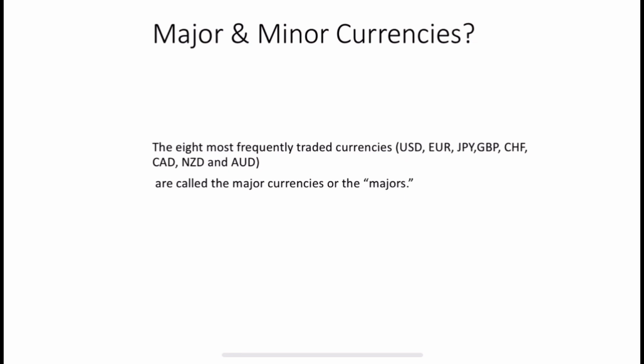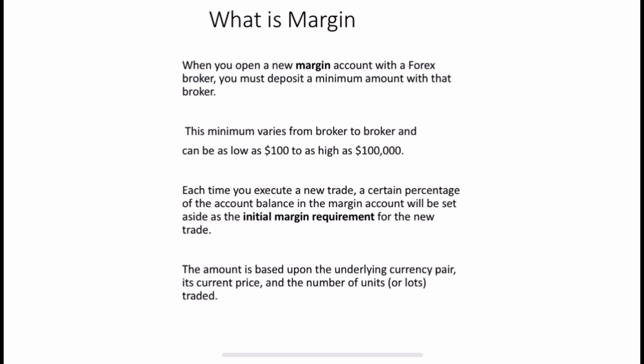We jump onto the major and minor currencies. So the 8 most frequently traded currencies, we have the US dollar, the euro, Japanese yen, the British pound, the Swiss franc, or the CHF, the Canadian dollar, New Zealand dollar, and Australian dollar. These are the most traded currencies, or the majors. There are 8 in number. And others are called minors.